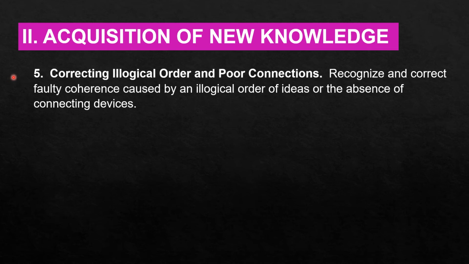And the last technique in achieving coherence and organization in writing a paragraph is by correcting illogical order and poor connections. So here we recognize and correct faulty coherence caused by an illogical order of ideas or the absence of connecting devices.